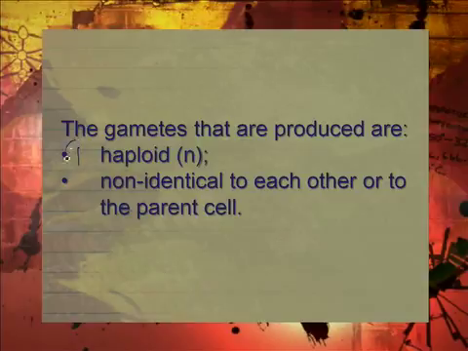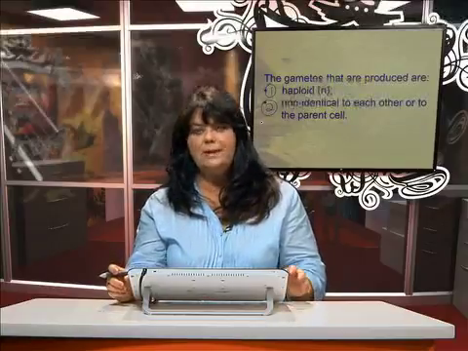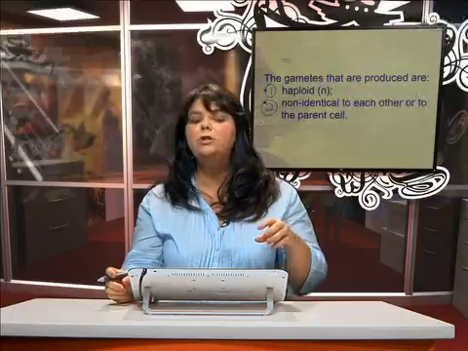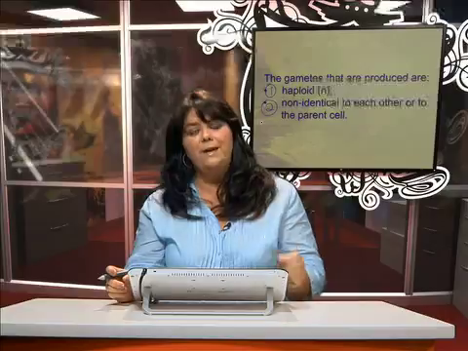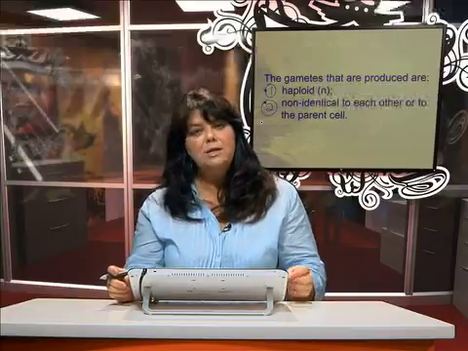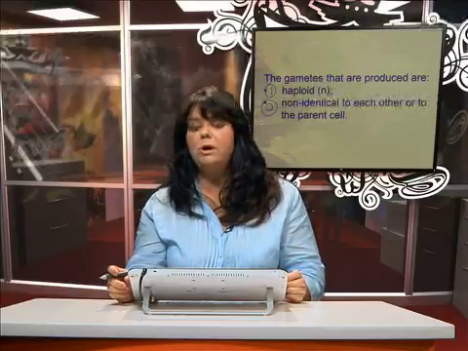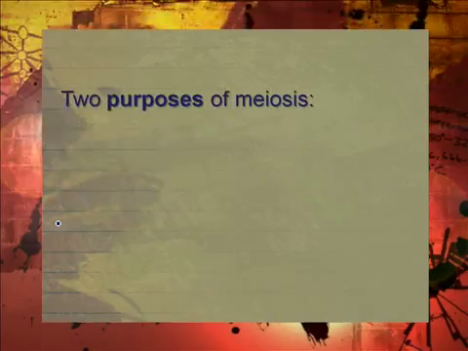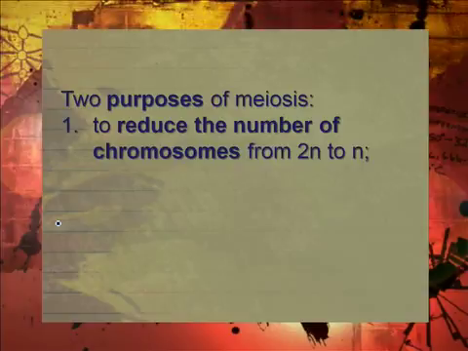So it seems like we've got two consequences or results of meiosis. And it's very important that you understand that meiosis doesn't just happen to halve the number of chromosomes, but it also happens to produce variation in those gametes, so that the cells that are produced are not identical. They're not clones of the parent cell. So we keep saying why? Why meiosis? Why is it important? Two purposes: to reduce the number of chromosomes from 2n to n.